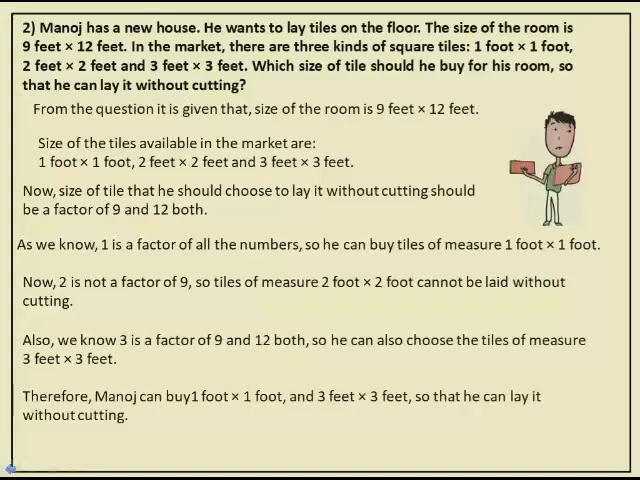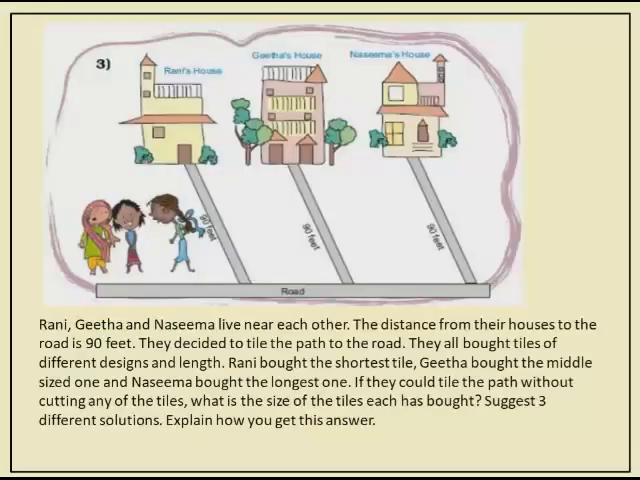so that he can lay it without cutting. Now, the third one: Rani, Geeta and Nasima live near each other. The distance from their houses to the road is 90 feet. This is Rani's house, this is Geeta's house and this is Nasima's house. From their house to the road is 90 feet. They decided to tile the path of the road. So, this path which is there, they decided to tile it.